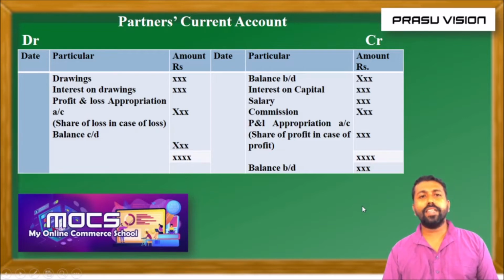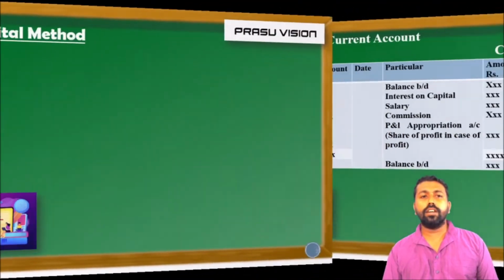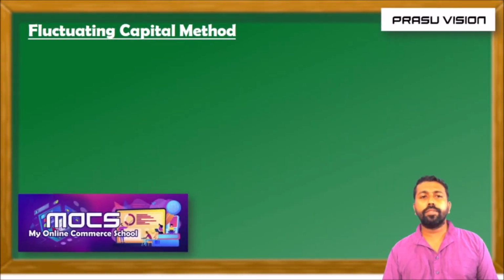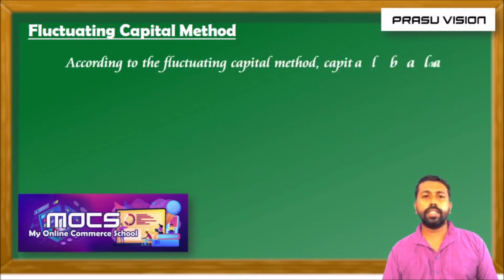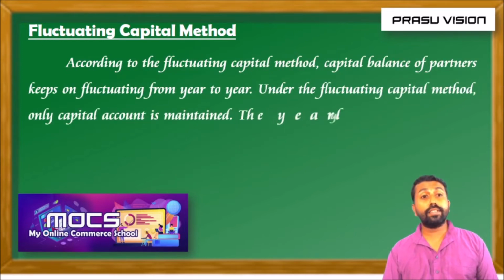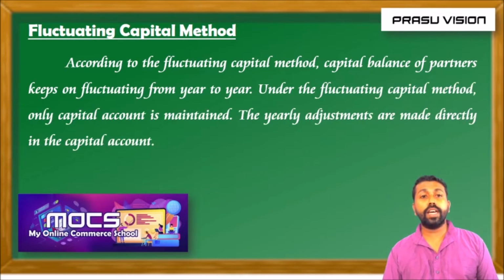So remember, as per the partners capital account preparation under the fixed capital method, we have to prepare two separate accounts. That is, one partner's capital account and the second one partner's current account. Hope the idea is very clear, because we are going to learn the next method of preparing partner's capital account, and that is the fluctuating capital method. As per the fixed capital method, we have to prepare two accounts. But in the fluctuating capital method, we are preparing only one account.